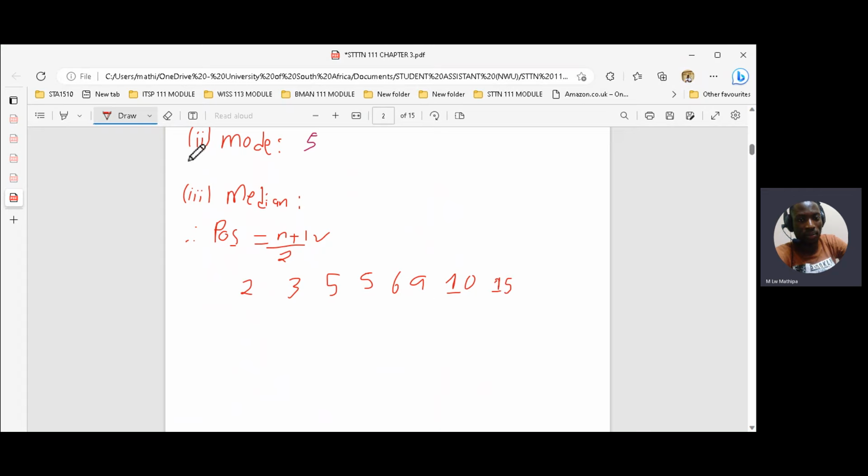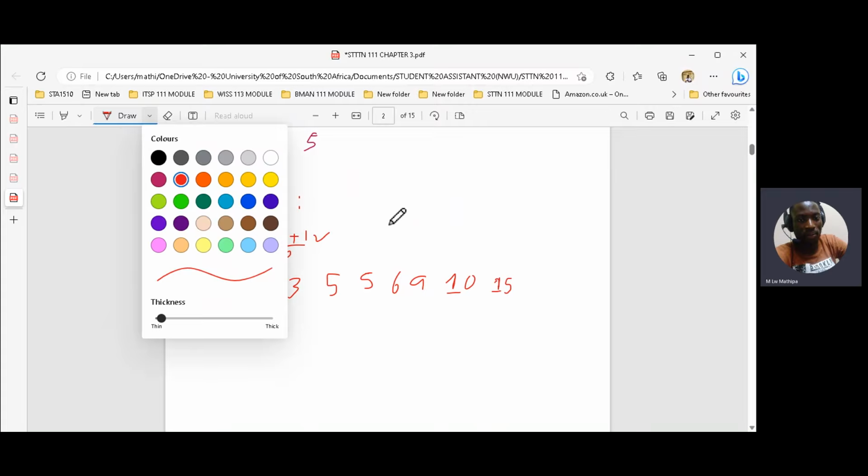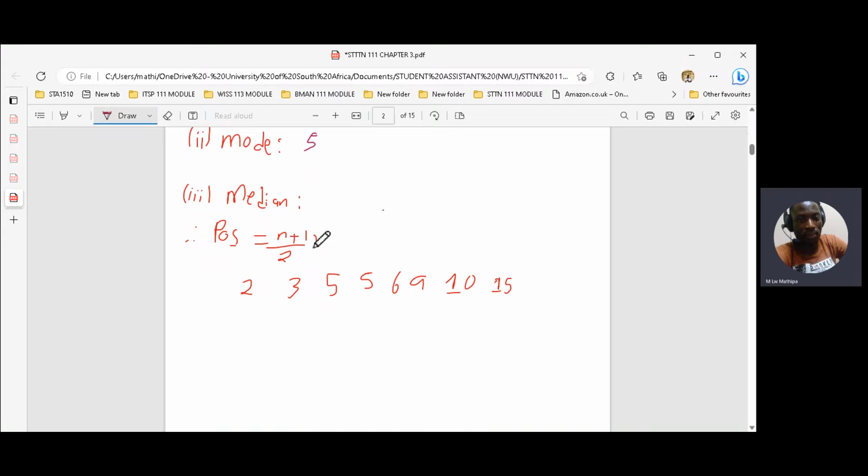Then now what do we do? We want to work with the position. We know the formula, n plus 1 divided by 2. How do we get the value of n? It is the number of observations, or the sample size. We count: 1, 2, 3, 4, 5, 6, 7, 8. The position of the median is equal to 8 plus 1 divided by 2, which is 9 divided by 2, giving 4.5.